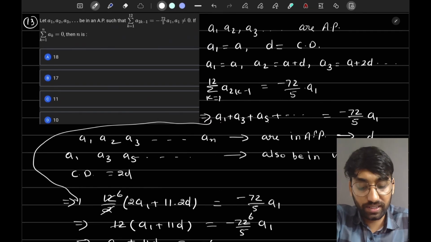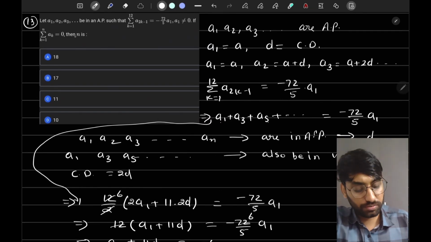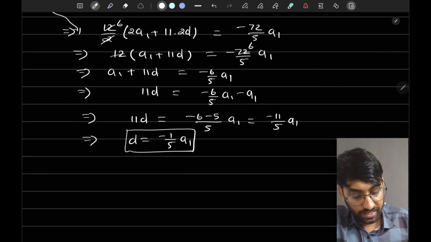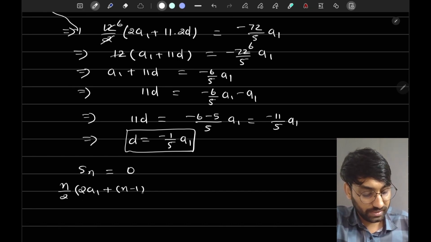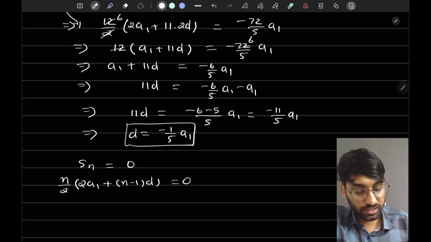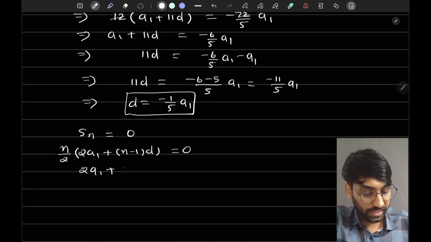They have given that the sum of the first n terms of this progression is 0. So it means Sn is 0. It means n by 2 times 2 times a1 plus n minus 1 into d equals 0. So this n by 2 will go to the other side and become 0, and we will substitute the value of d as well. So what will I get? 2 times a1 plus n minus 1, the d value is minus 1 by 5 times a1, equal to 0, right?